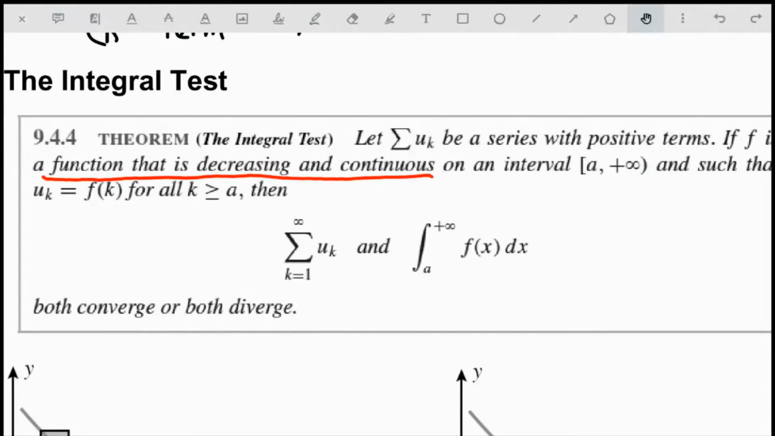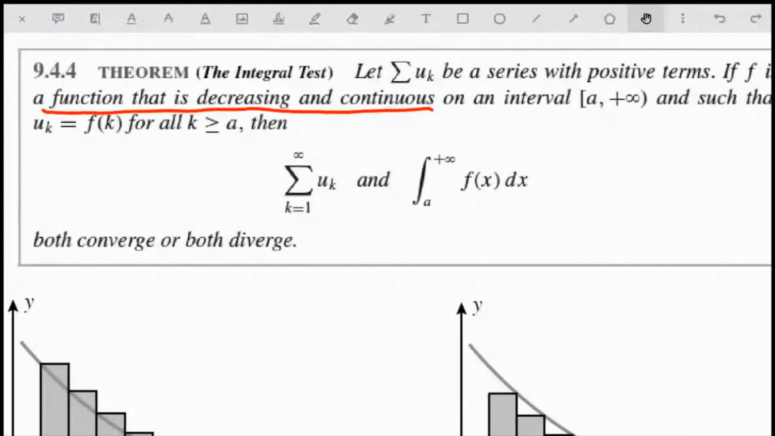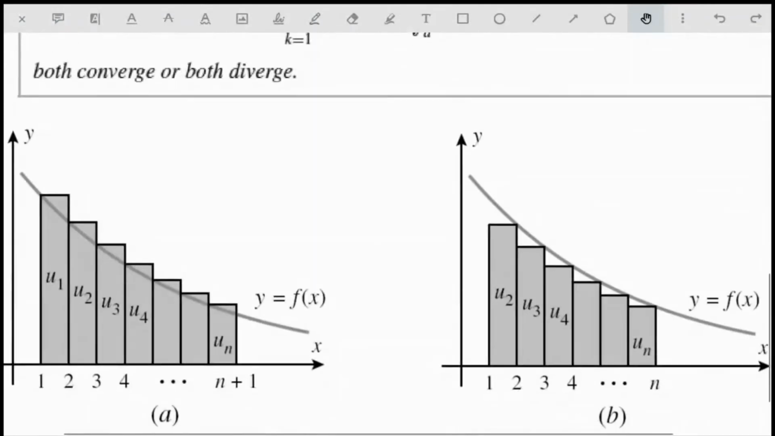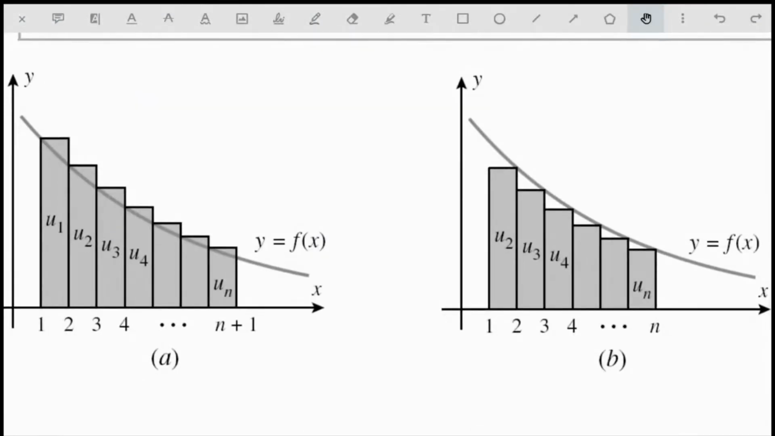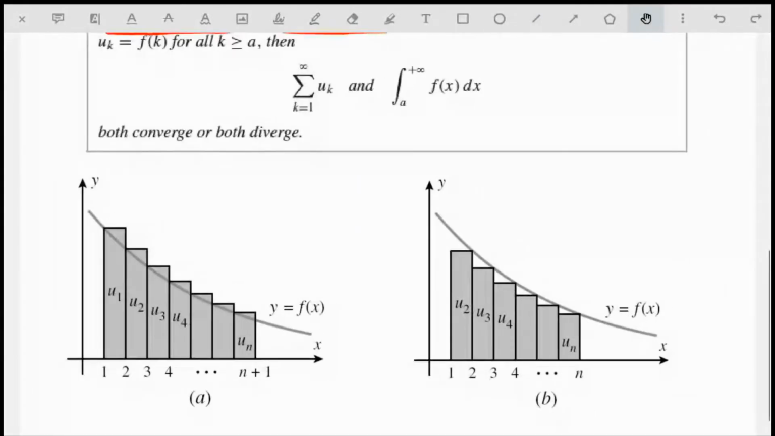But the main idea here is if you have a function that is decreasing and continuous on your interval, then you can use this. So make sure you've got terms that are actually decreasing in value. I mean, if the terms weren't decreasing, we already know that it's going to diverge. But that is one of the criteria we have to meet for the integral test.